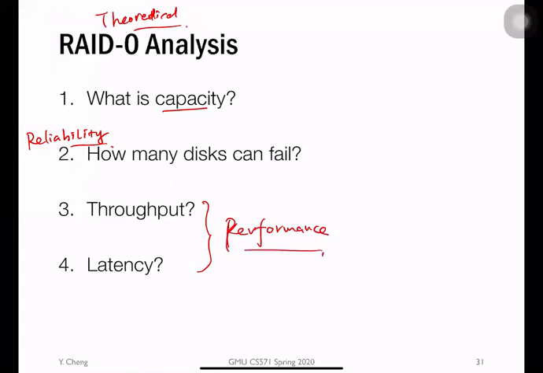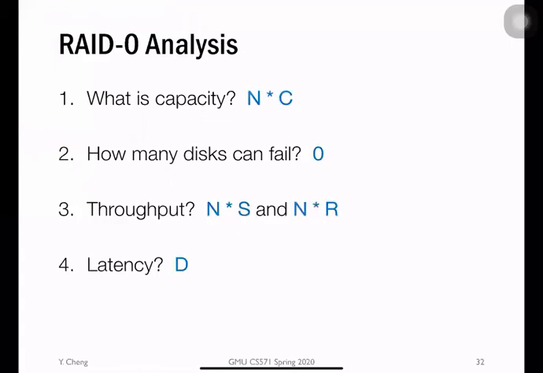Okay, so let's conduct the theoretical capacity analysis for RAID-0. Here, the different letters have different meanings. Let's assume N is the total number of disks. C means the capacity of each disk.